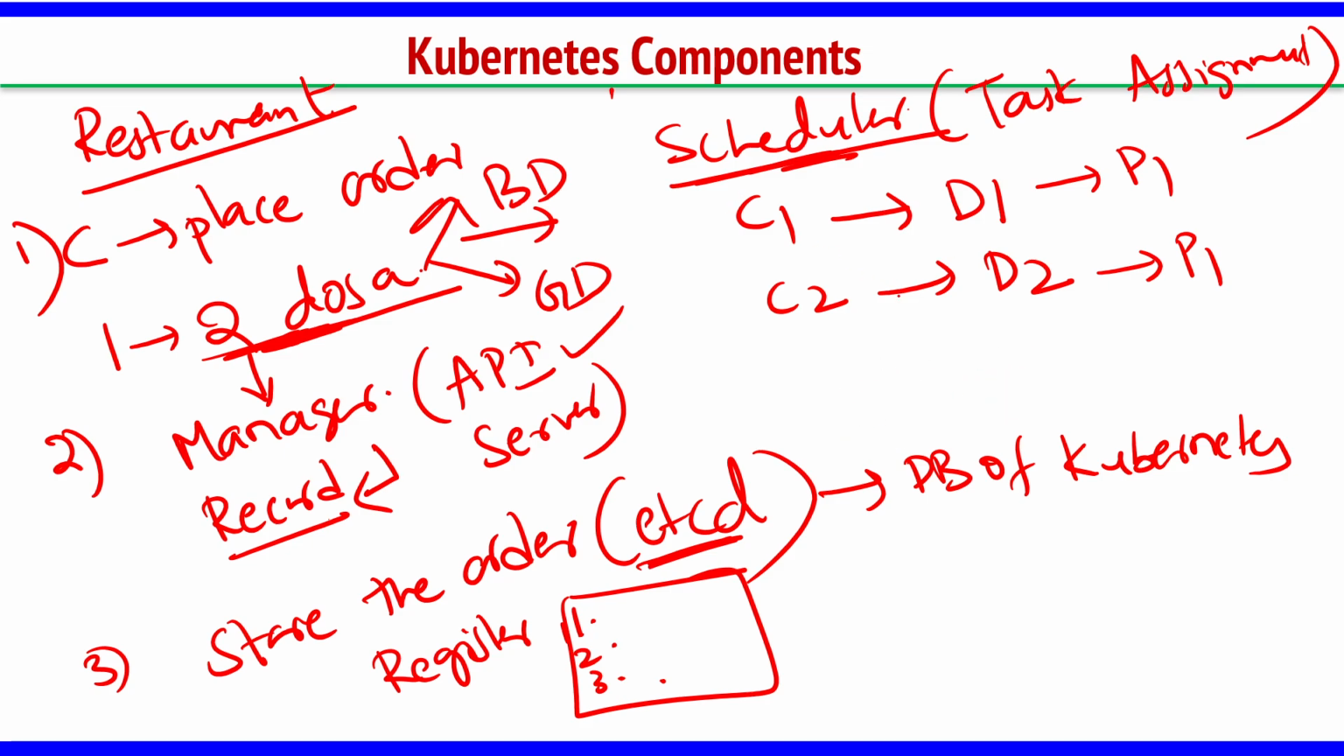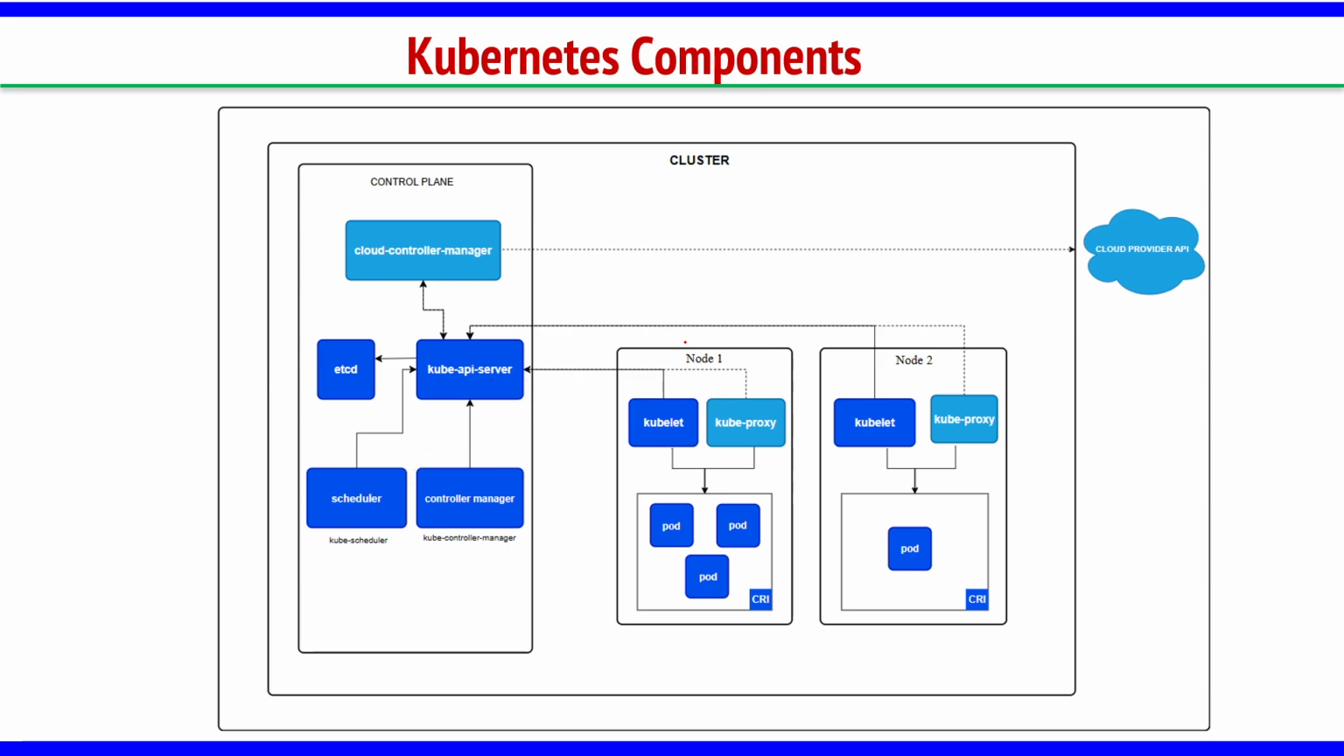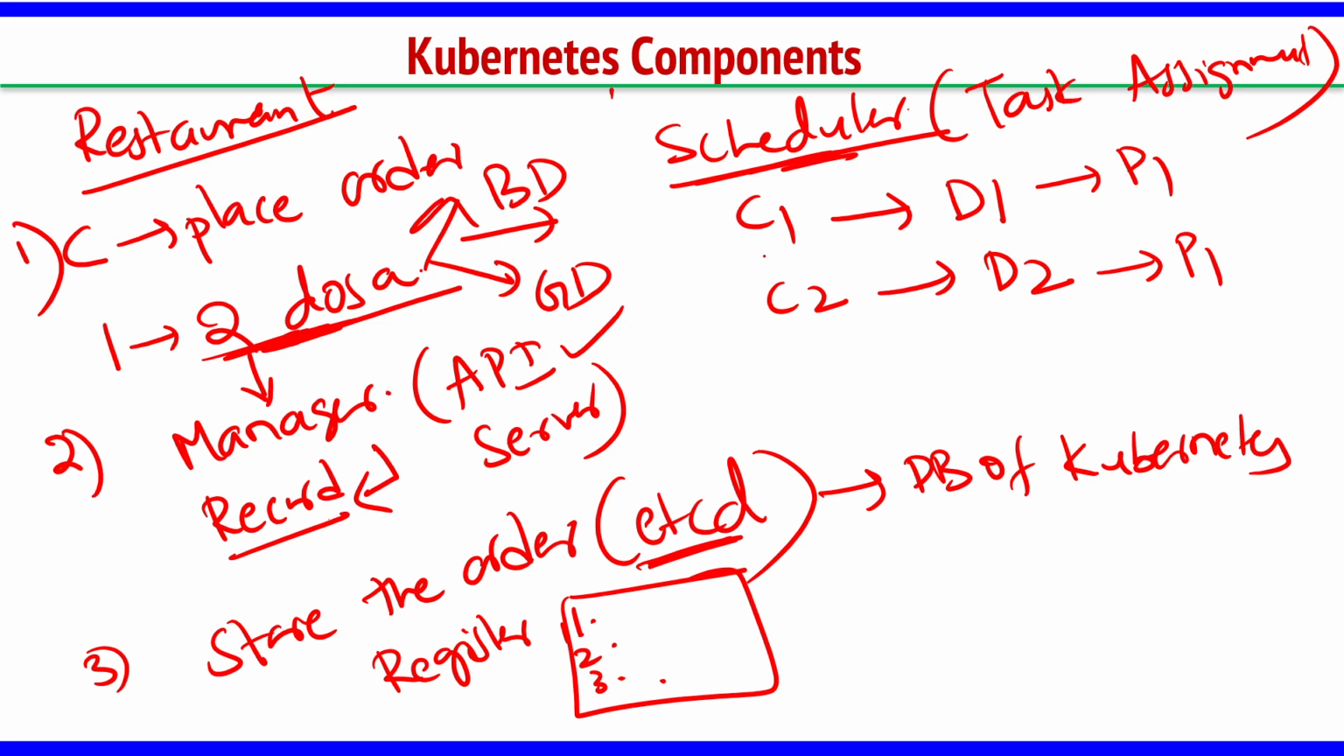Now, where does the processing happen? Processing happens inside a node, that is, inside the worker nodes. So these chefs C1 and C2 are the workers. Their job is to prepare the dosa based on the requirement. Where do they have to prepare it? They have to prepare it in the assigned pod. In that pod only they have to prepare the dosa. It means the containers, right?